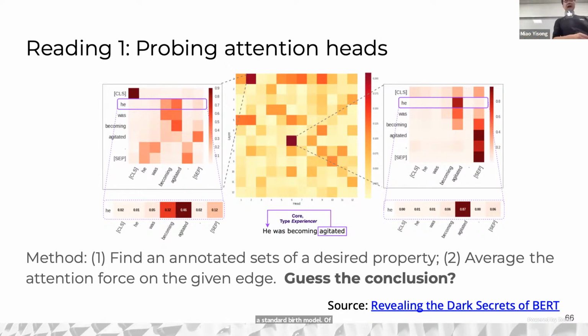In each layer, they have 12 heads, which means that there are 144 heads in hand. They want to know how the heads are functioning. Their methodology is that they use a pre-annotated set of desired properties. In this case, they use examples from FrameNet, and they have reference chains from the sentence. They want to study which heads in which layer are functioning to link the desired properties together.